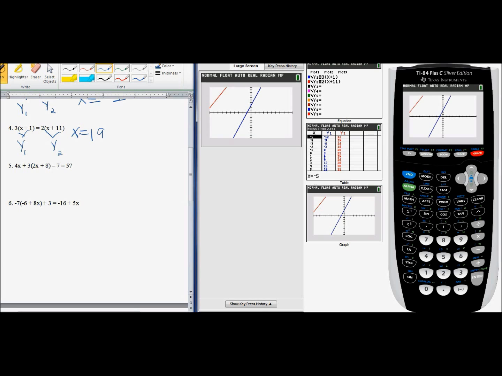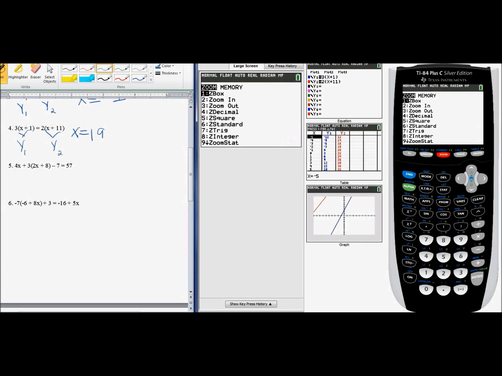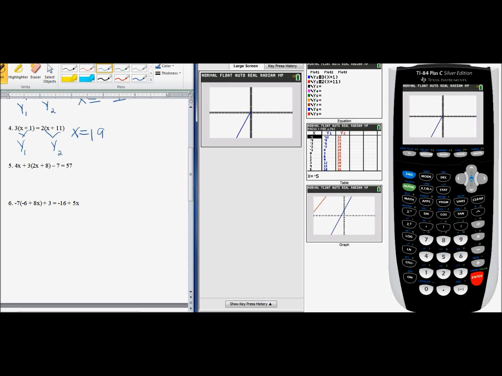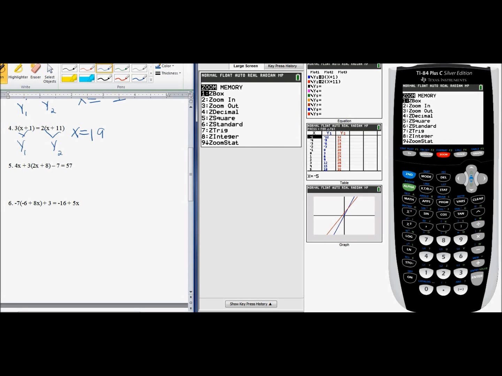If I wanted to see their intersection, I know I need to zoom out, so I'll hit 3 and it'll zoom out, but I still don't see the intersection of the 2. So what I'll do is I'll hit enter again. Now when I hit enter again, I can see the intersection of the 2 lines. Okay, that's just for future use. We got the answer on this previous one, but that's just for future use. Okay, so now let's go ahead and try our next one. I'll leave it just like it was.